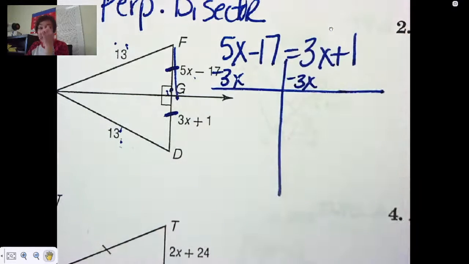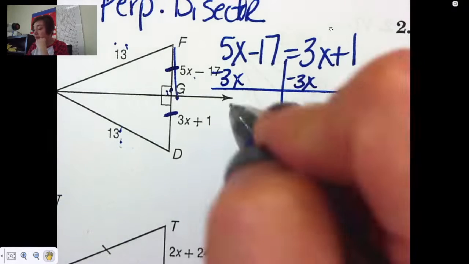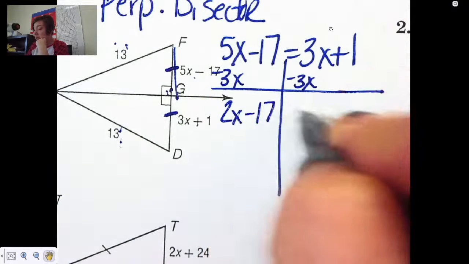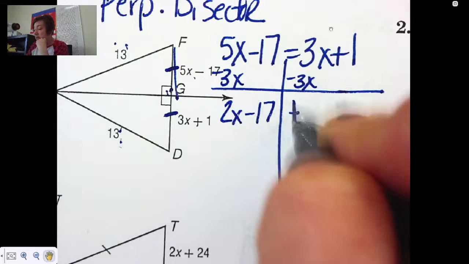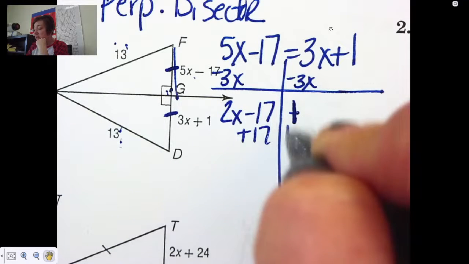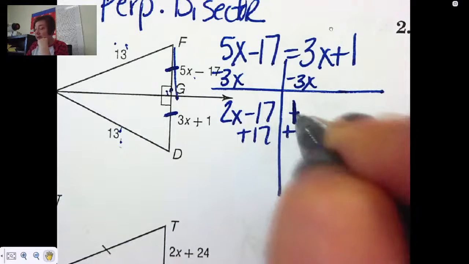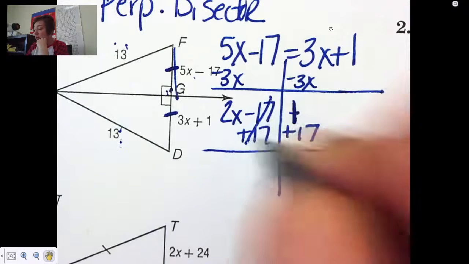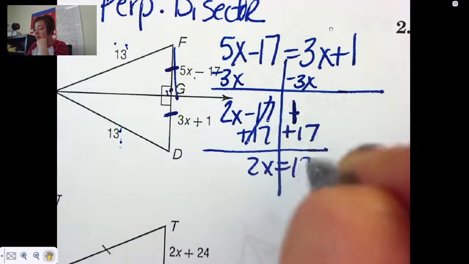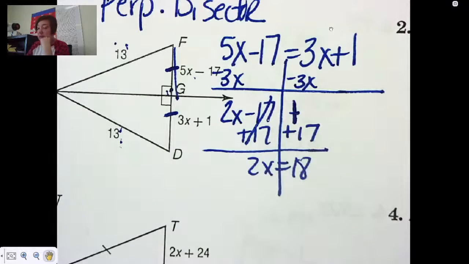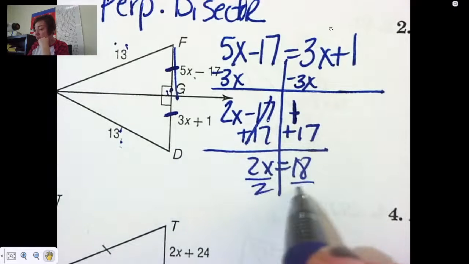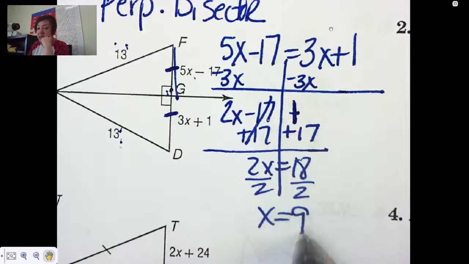So we're going to subtract 3x from both sides, right? 2x minus 17. So then we're going to add 17. That's a 1. I don't know what I was drawing to start with. So we've got 2x equals 18, right? Divide both sides by 2. And x is 9. Now, is that our answer? No, because they didn't ask for x. What did they ask for?